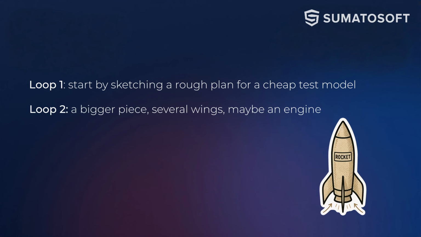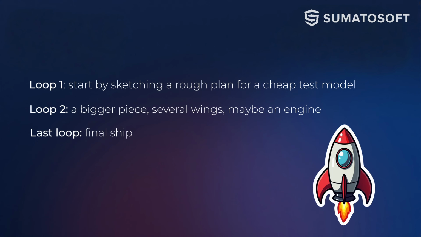A second loop. A bigger piece, several wings, maybe an engine. With each loop, better design, more testing. With each loop, fewer surprises, more confidence, until launch day. Final ship is the last loop, when you've de-risked as much as your budget allows.